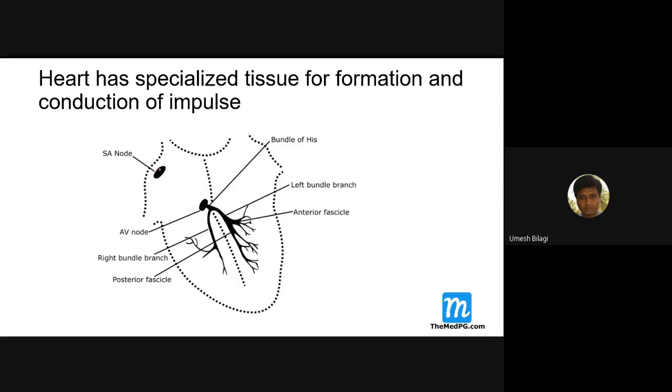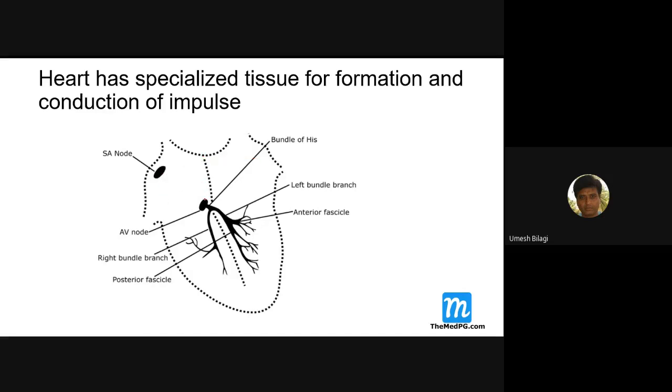This node is the pacemaker. That means it sets the rhythm of the heart. Once the impulses are created here, they get distributed throughout the heart. Now in the atria, they distribute like this.